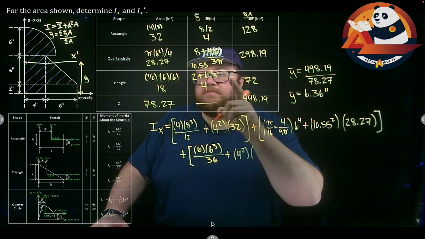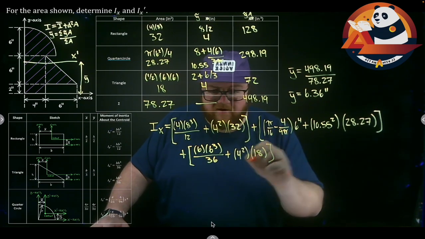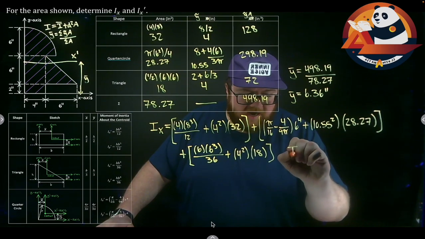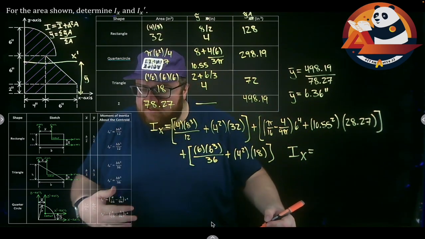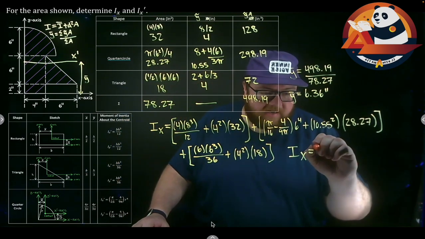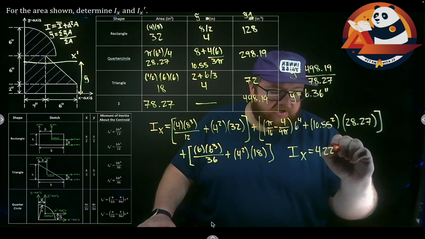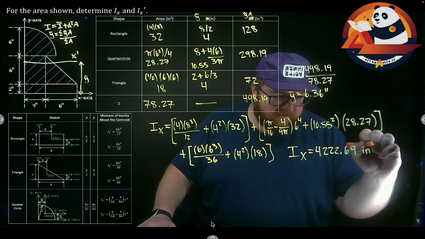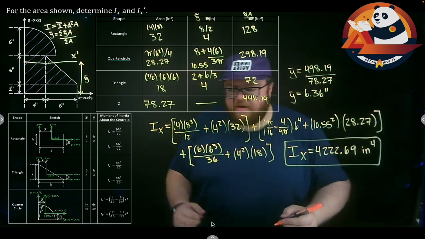4 squared times my area was 18. When I add all of that up, my total moment of inertia, Ix, is going to get us to 4,222.69 inches to the fourth, which is our first answer for that problem.